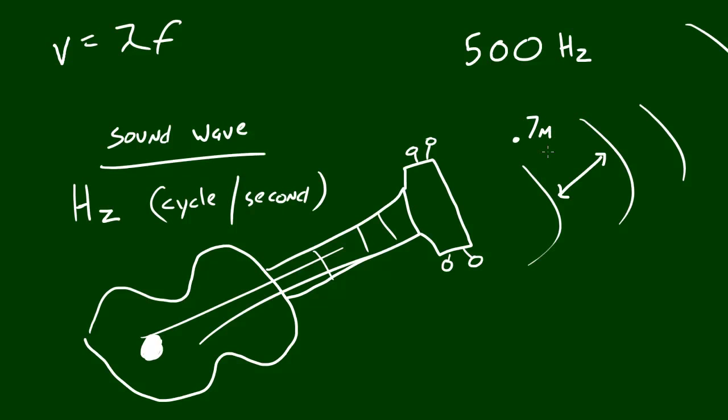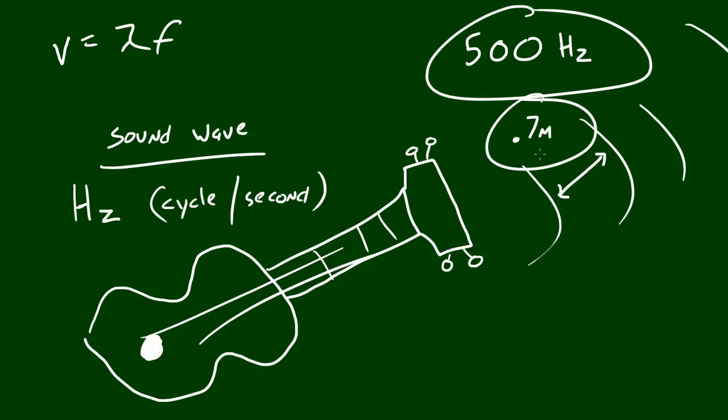I know that a lot of times my examples are way far off from what they normally are, but this is somewhere in the range for a typical guitar plucking. The frequency is often somewhere in the area of 500 hertz, and the sound waves are usually somewhere around 0.7 meters apart. So just remember that 500 hertz and 0.7 meters because I'm about to hop to a new slide.